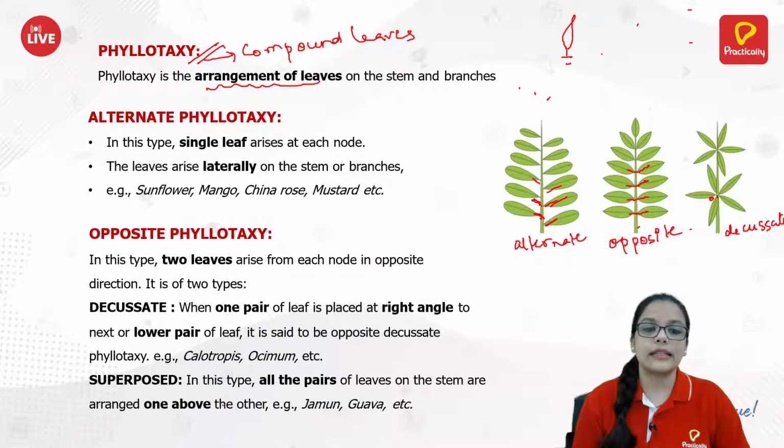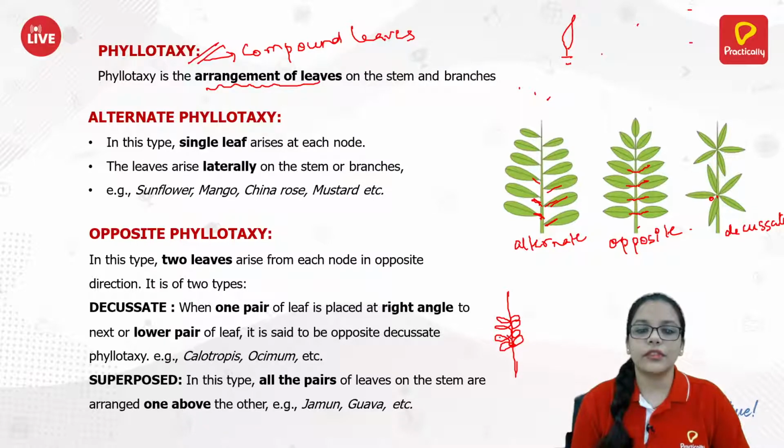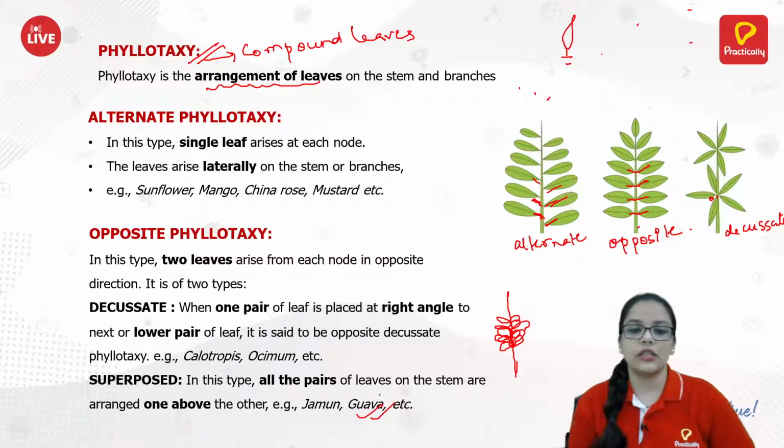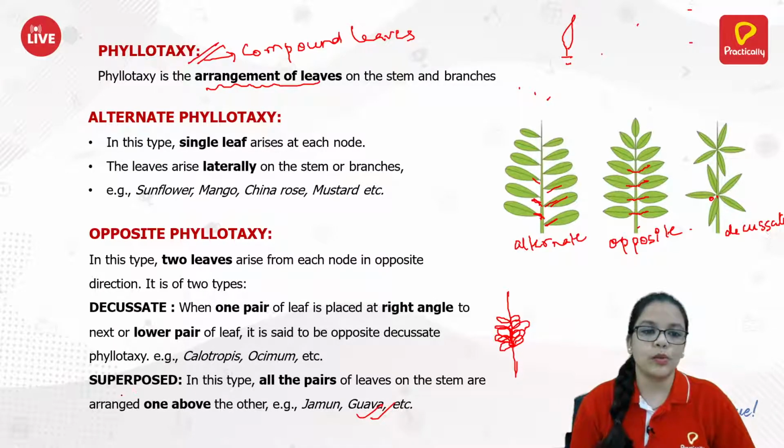Okay, finally, in this type, all pairs of leaves on the stem are arranged one above the other. How it will look like this, somewhat. They'll be one on top of the other, one on top of the other, like jamun, guava, etc. They'll be superposed on each other. That is known as superposed phylotaxy.